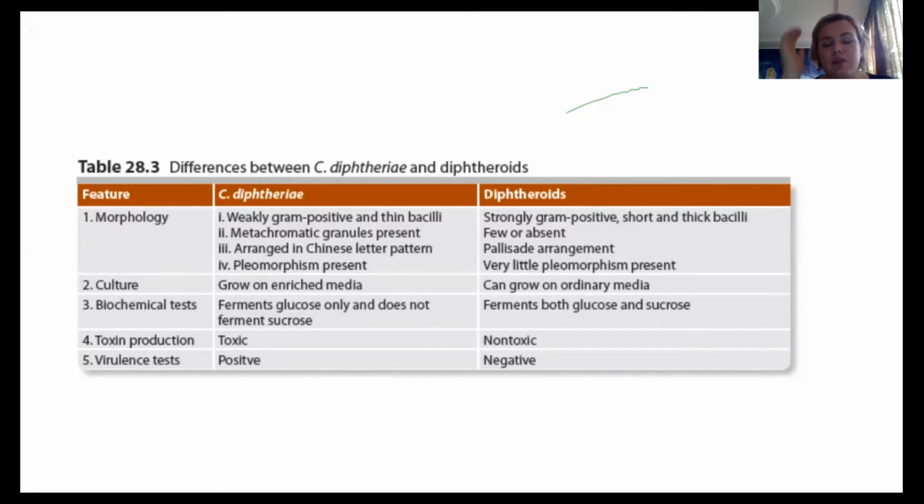Non-pathogenic diphtheroid, non-pathogenic Corynebacteria grow on ordinary media such as nutrient agar. Biochemical test: Corynebacterium diphtheriae ferments glucose but doesn't ferment sucrose, and diphtheroids ferment both glucose and sucrose. Diphtheria produces exotoxin, which is poisonous. Diphtheroids don't produce any toxins. And virulence tests are positive for diphtheria, negative for diphtheroids.